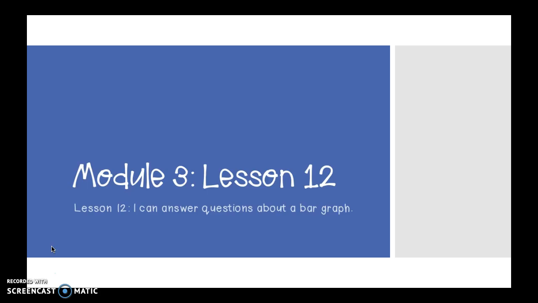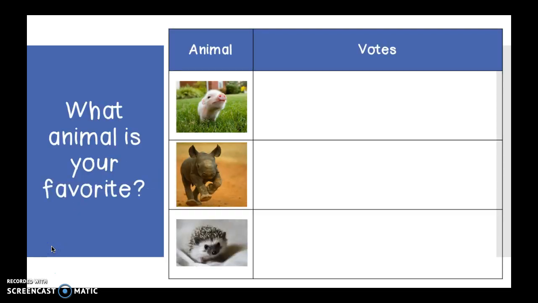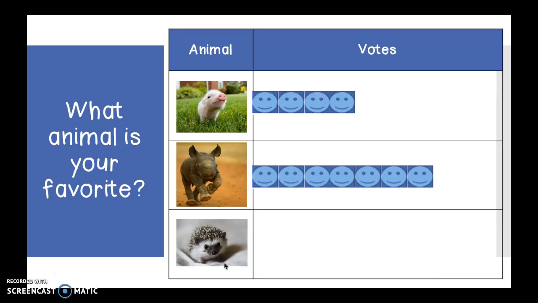Let's try it out. So I took a survey of my friends and I asked them, what animal is your favorite? And I gave them 3 choices. You can see that in my chart right here. It says animal, and then the pictures of the cuties that I let them pick from. I have a piggy, a rhino, and a hedgehog. Now, I went around and I took a survey and I asked them what was their favorite. I had 4 friends who chose piggies, 7 who chose baby rhinos, and 3 who chose hedgehogs.